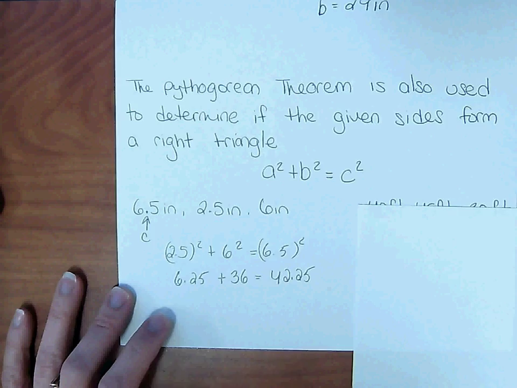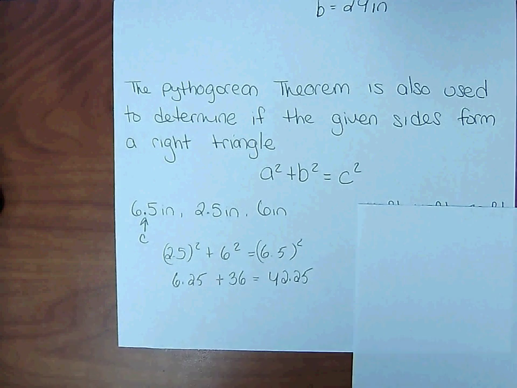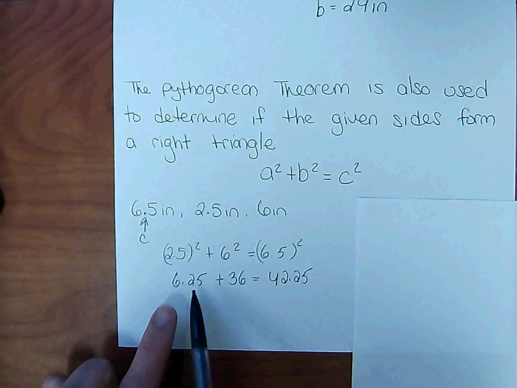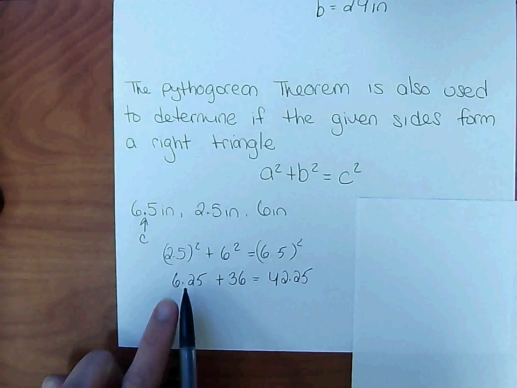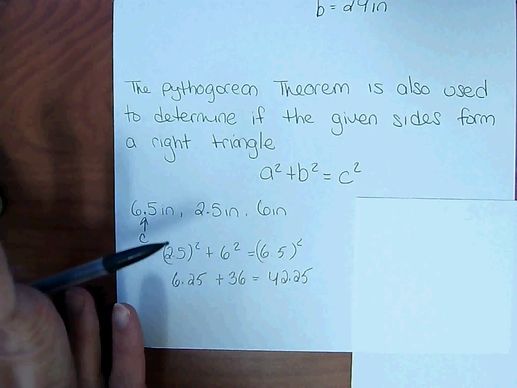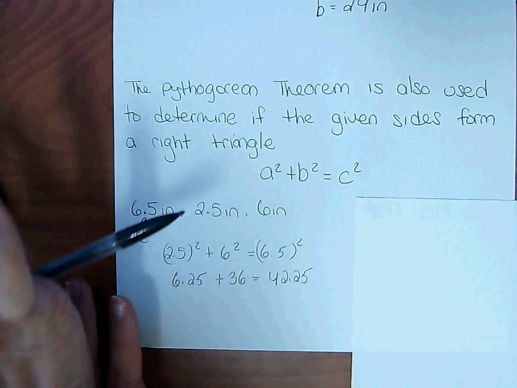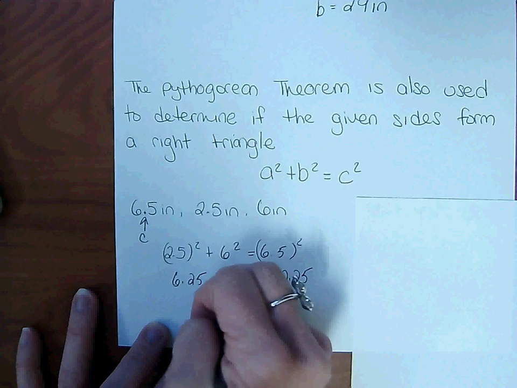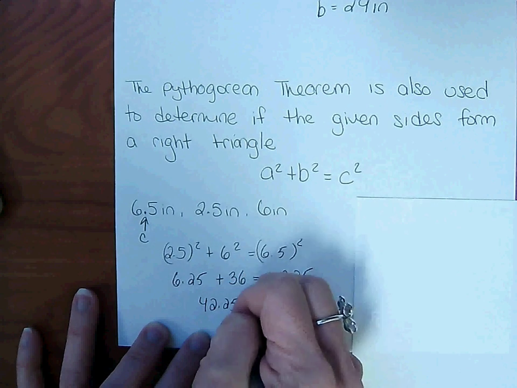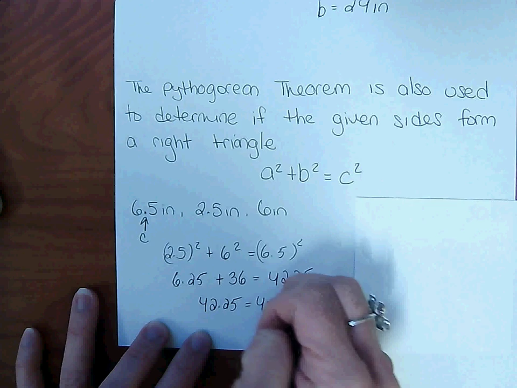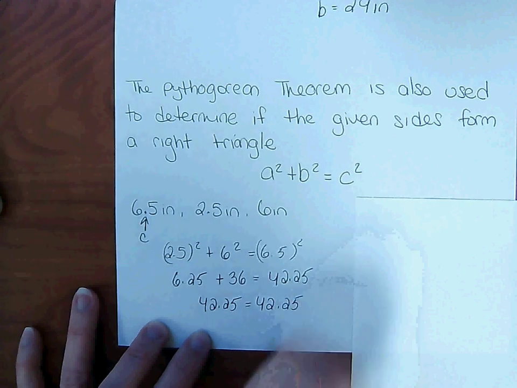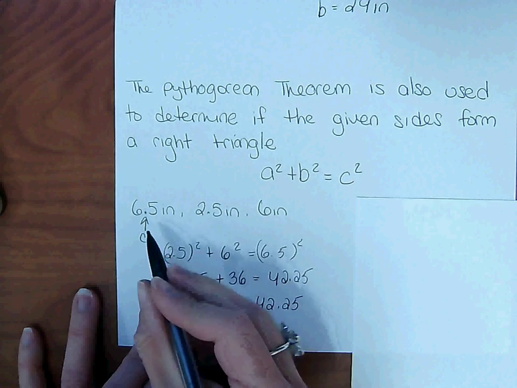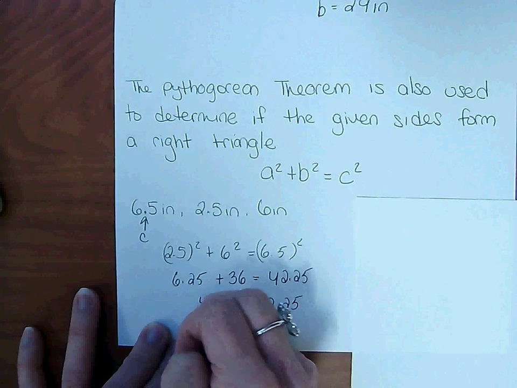We're not done yet. A lot of students want to stop right here. We want to keep working down our paper, and we need to add the 6.25 to the 36, and we get 42.25. Well, 42.25 does equal 42.25, true statement. So that means that these measurements do form a right triangle.